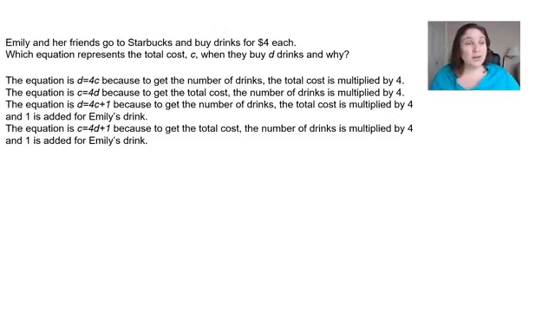But anyway, which equation represents the total cost when they buy D drinks and why? So let's look at it again. Emily and her friends go to Starbucks. Does it really matter where they're going? They can go to Dunkin' Donuts and the same thing happens. We know that they're buying drinks for $4 each. So one drink is $4.